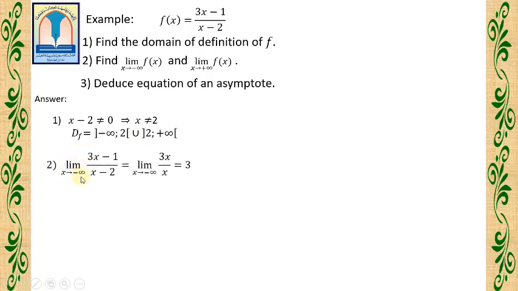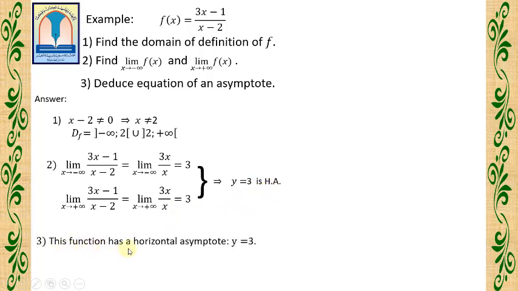Limit as x tends to minus infinity of (3x minus 1) over (x minus 2) is equal to limit as x tends to minus infinity of the highest degree terms, so it is equal to 3. And also limit as x tends to plus infinity of the function is also equal to 3. So we can deduce that y equals 3 is a horizontal asymptote. Then this function has a horizontal asymptote y equals 3.